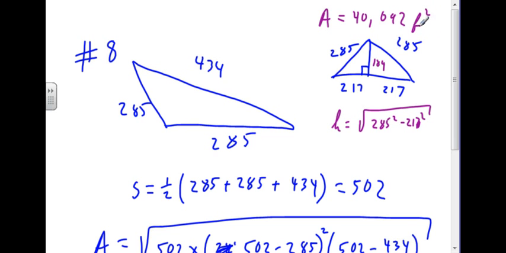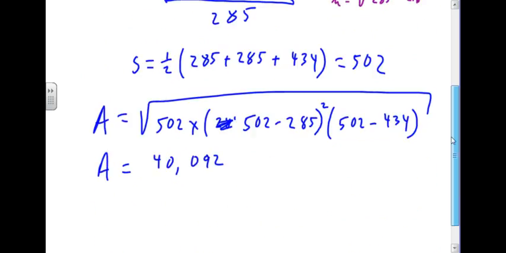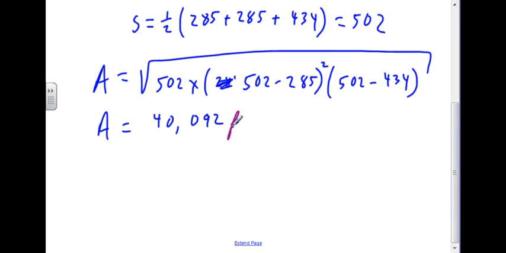And Heron, what did Heron say? 40,000. Oh, thank you, Heron. You came closer this time. Okay, good enough? That was 8.